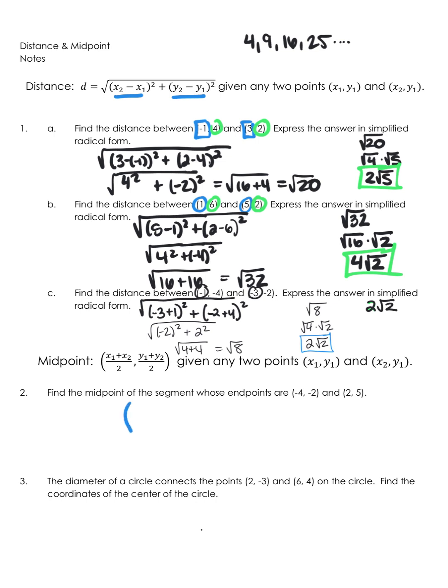So here, for this one, we will add negative 4 and 2 together. Those are the x values. And divide by 2. And then we'll add negative 2 and 5 together, and divide by 2, and those are your y values. Always start with your math on the top first. So negative 4 plus 2 will be negative 2 divided by 2. Negative 2 plus 5 will be 3 divided by 2.